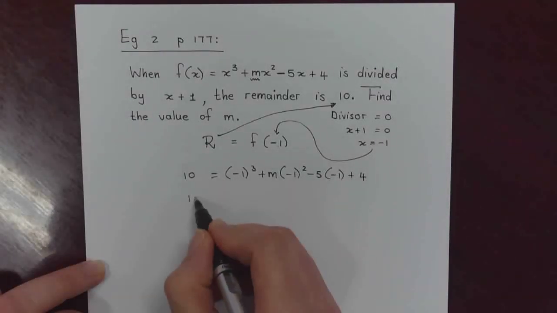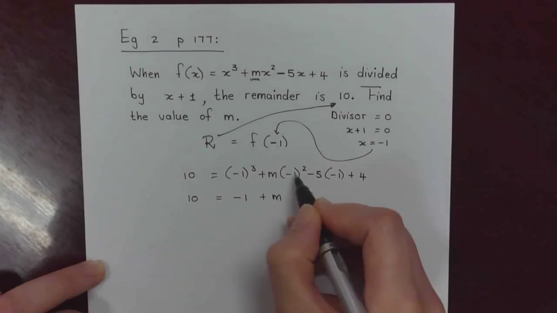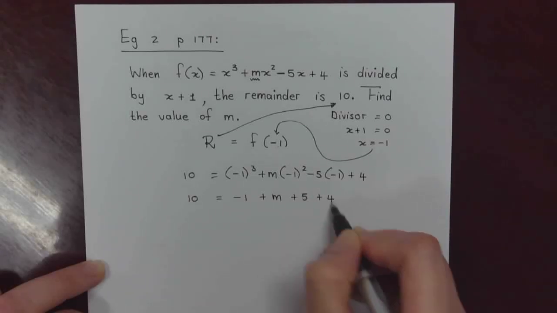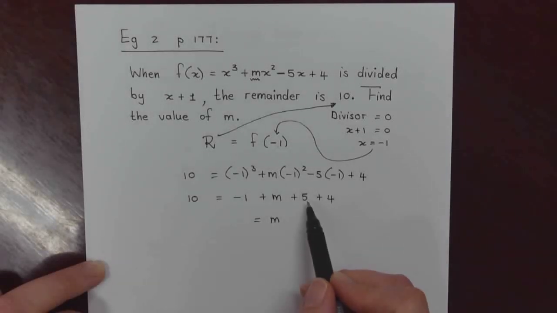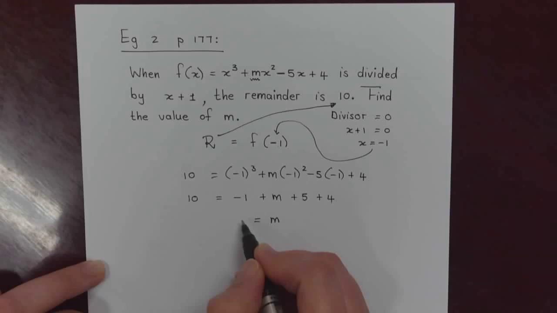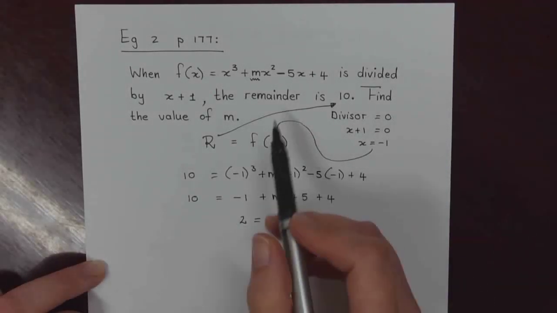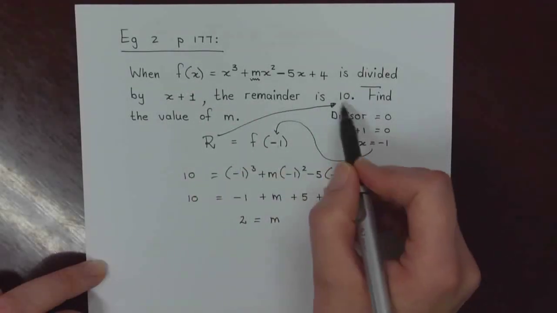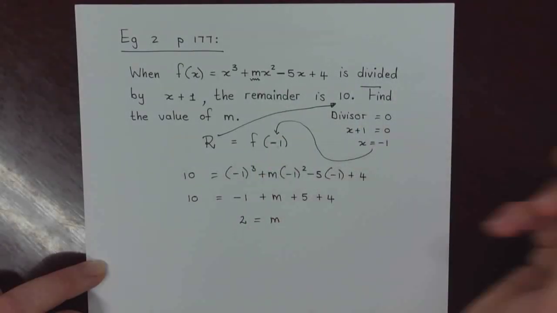And then I end up with 10 is equal to minus 1 plus m, because obviously when you square a negative it becomes positive, plus 5 plus 4. And then finally, m is going to be equal to minus 1 plus 5 plus 4. That's going to be equal to 8, and then 10 minus 8 is 2. So I end up with m having a value of 2. If this polynomial is divided by that divisor and the remainder is 10, the only way this could work is if my m value is equal to 2.